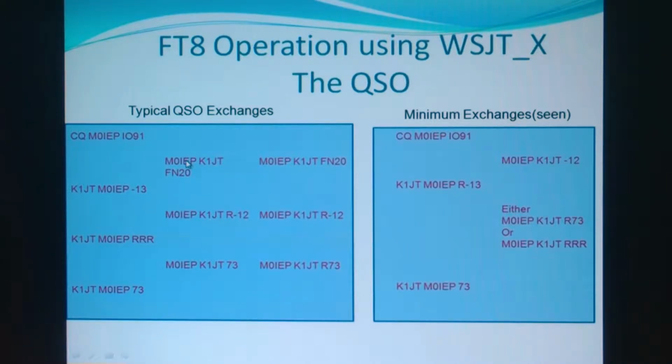Oh, I've done that wrong. No, sorry. JT, sorry. I'm CQing. J1KT is responding to me. He's sending my call sign with his call sign and his location. I go back with his signal strength. He comes back with, yes, received that, this is your signal strength. I go back with RRR, that got all of that. He goes back with a 73, and I go back with a 73.